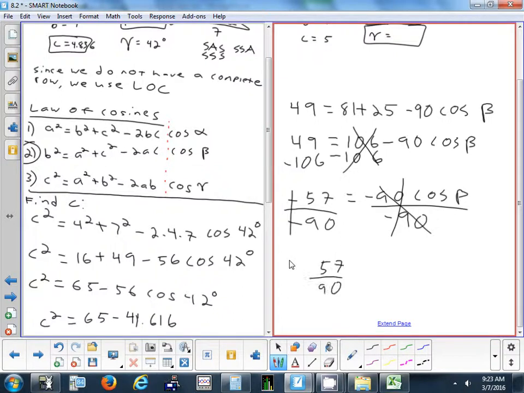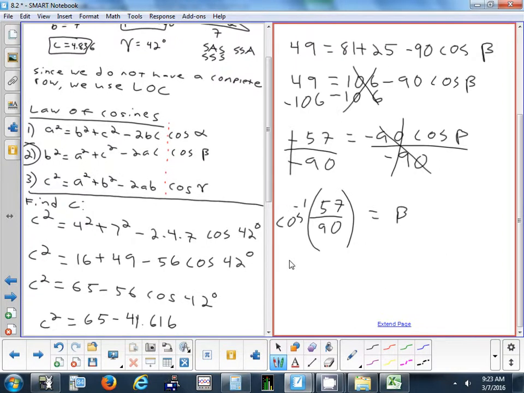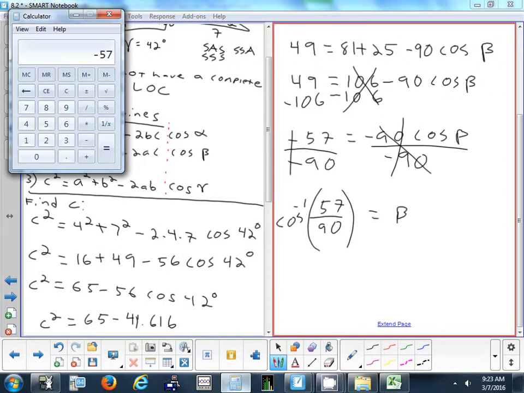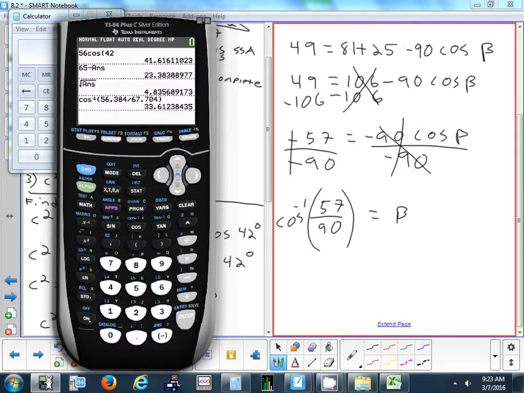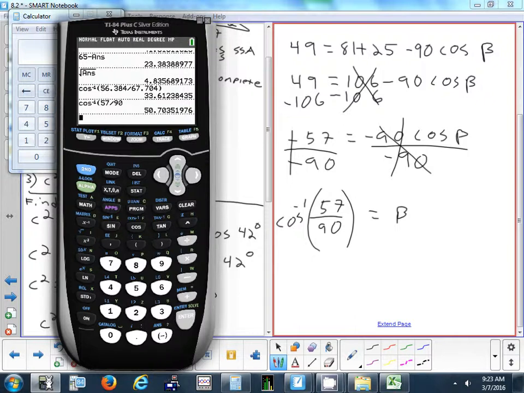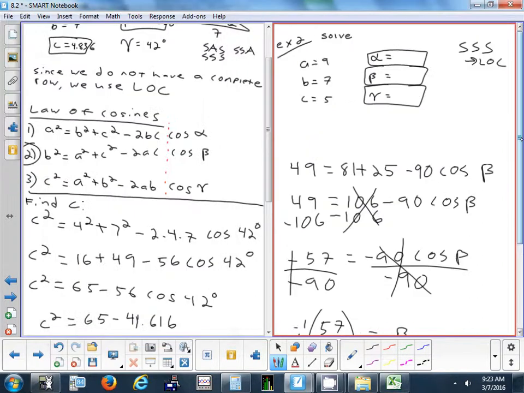Question. And the last thing Kyle mentioned, now we do our inverse cosine. Inverse cosine of 57 over 90. Okay, so now we have beta. It's 50.704.